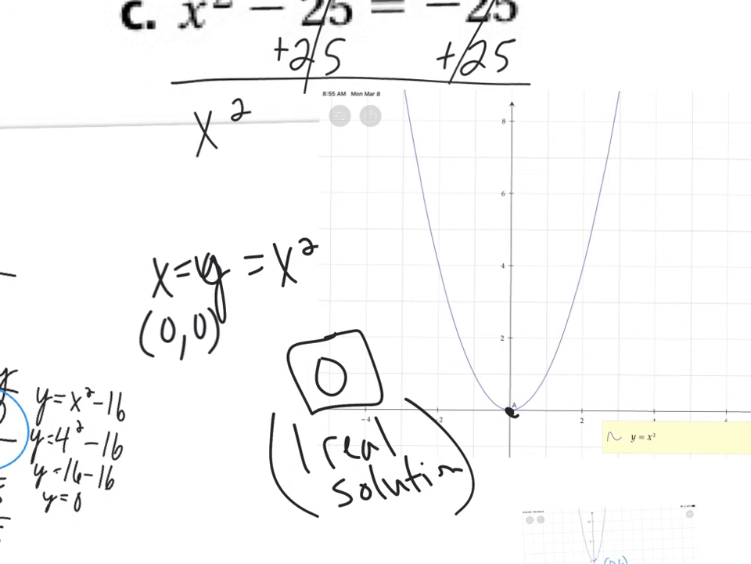So this gives you a little bit of an idea on solving quadratic equations, at least from a graphing standpoint. We'll look in the next video on how to do this, working these out by hand.